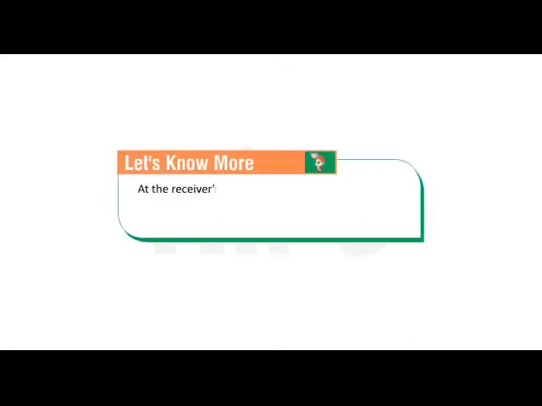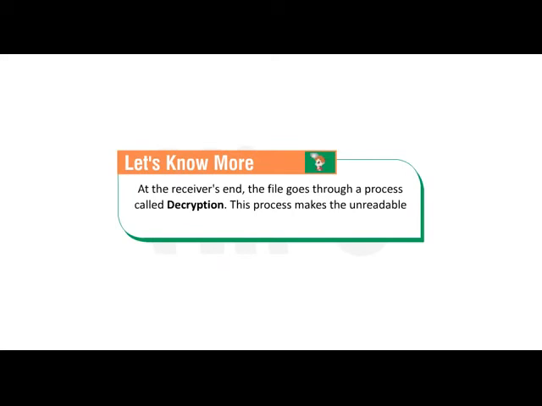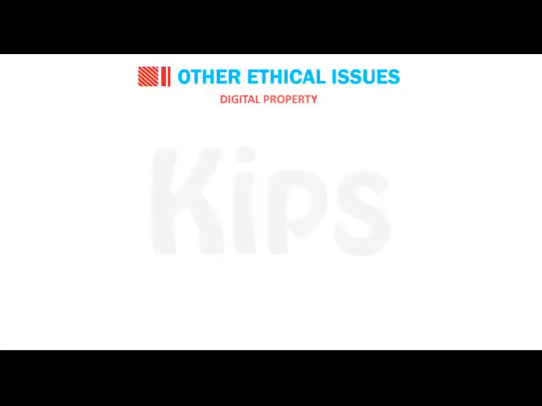Students, let's know more. At the receiver's end, the file goes through a process called decryption. This process makes the unreadable, encrypted information readable again.